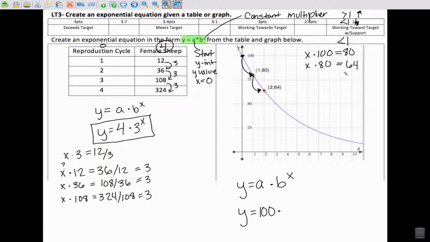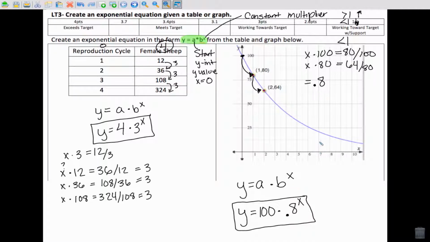Well, to do that, I just divide both sides, and my constant multiplier ends up being 0.8 in both situations, because 80 divided by 100 equals 0.8 and 64 divided by 80 equals 0.8. So my constant multiplier is 0.8, and then that's to the x power. And that makes sense because I have exponential decay here, and so I would expect my number to be getting smaller by multiplying by 80%.